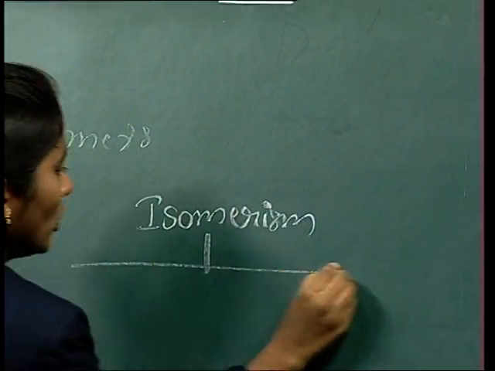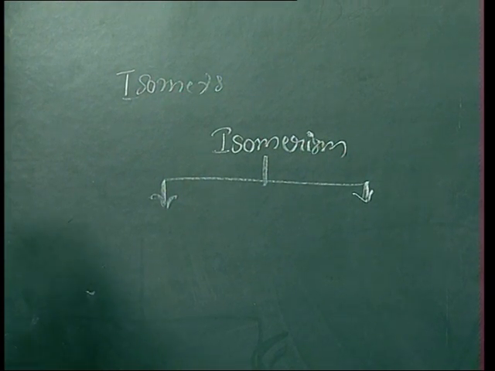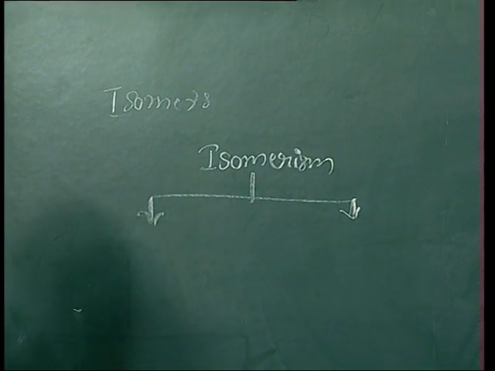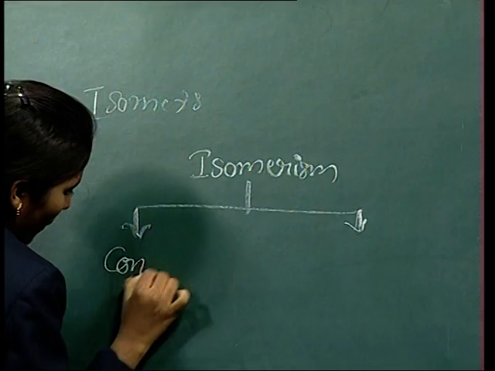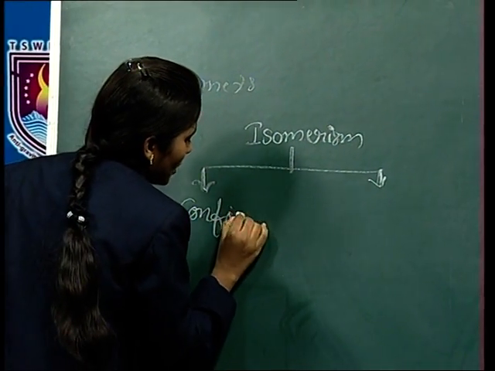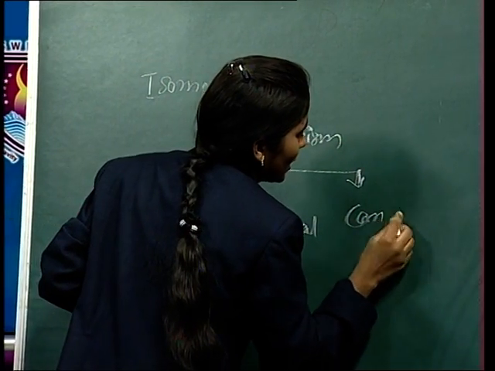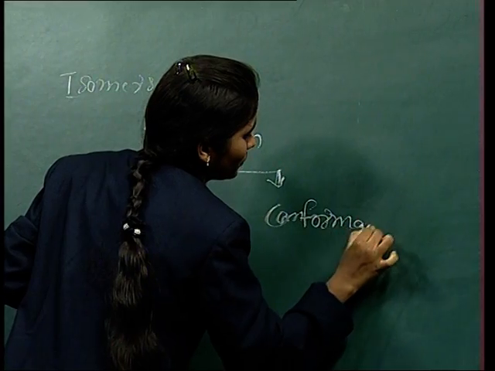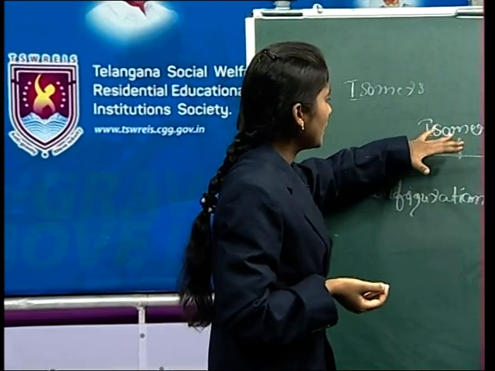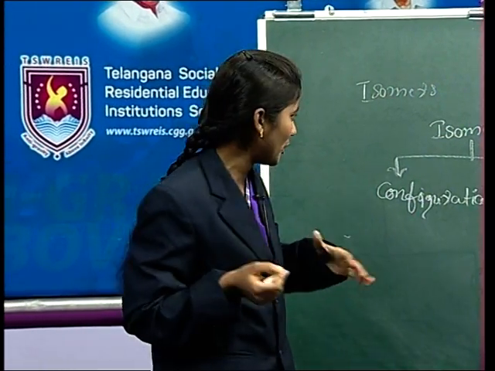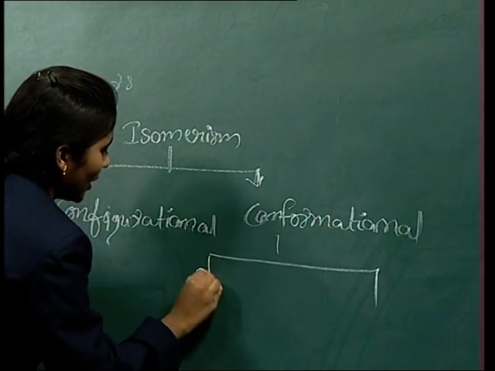Isomerism is classified into two types. Okay friends, the compounds have the same molecular formula but the structure is different. So here isomerism is classified into two types. What are they? Yes, very good. Configurational isomerism and conformational isomerism. Do the compounds have the same connectivity? Yes, the conformational. So here the conformational isomerism is again classified into two types.